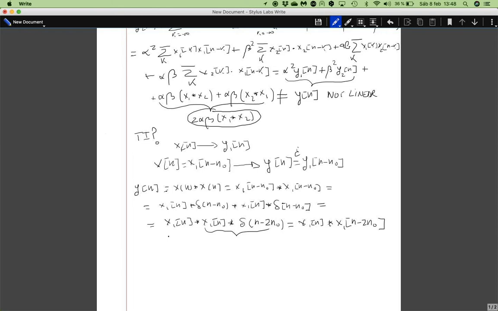Yes, I am doing it right. So basically you can see that y[n], the output, is x1[n] convolved not with itself, but convolved with the signal delayed 2 n0 units. So basically what this means is that the system is not time invariant.